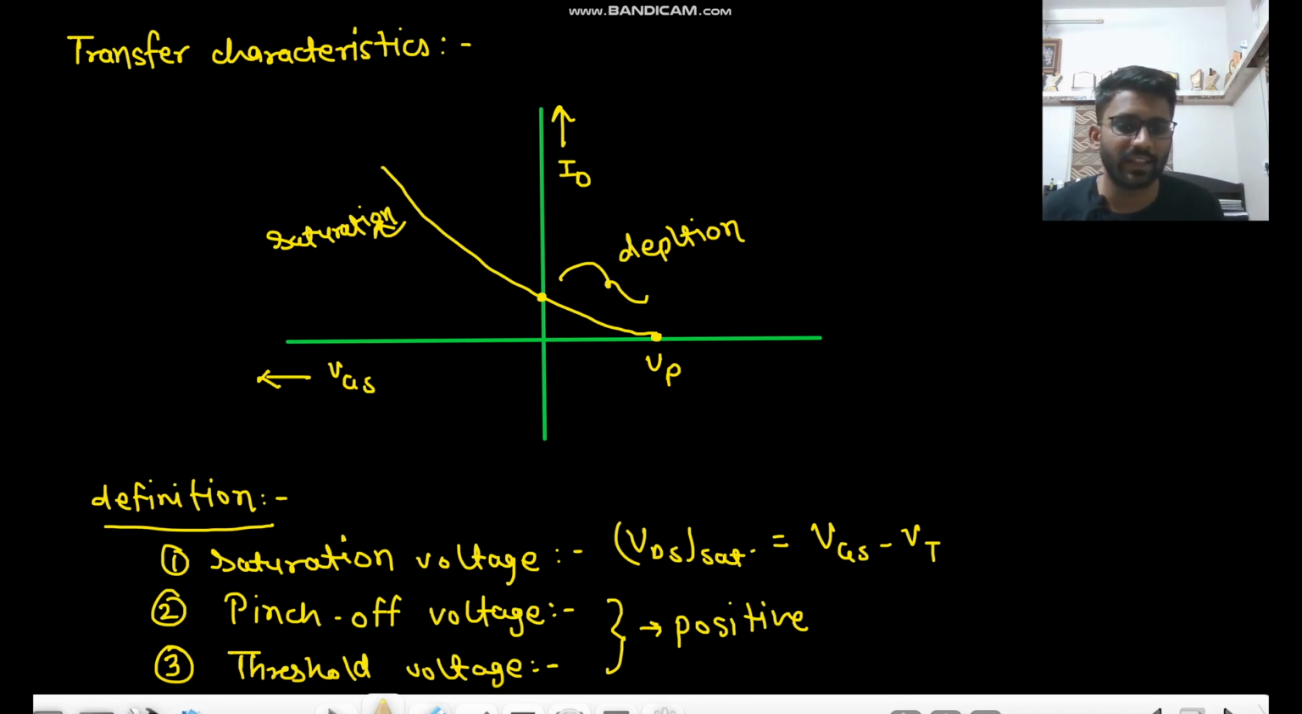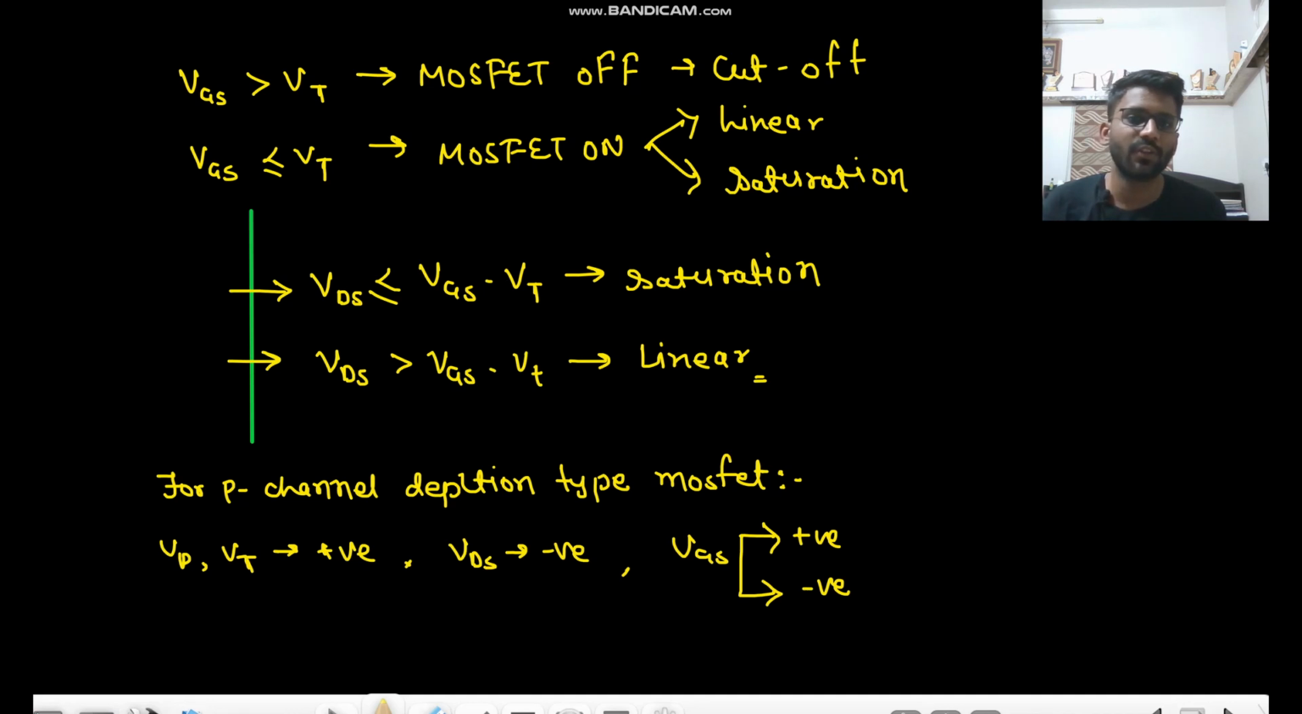So if VGS is greater than VP, the MOSFET is off and it will act in the cutoff region. So what was VT? The maximum value at which the current flows. After that, the current doesn't flow. Now if VGS is less than VT, the MOSFET will be on and it will work in two regions, linear and saturation.